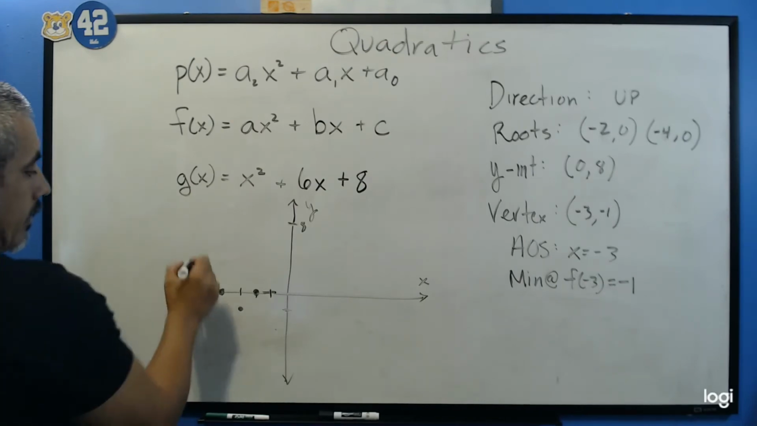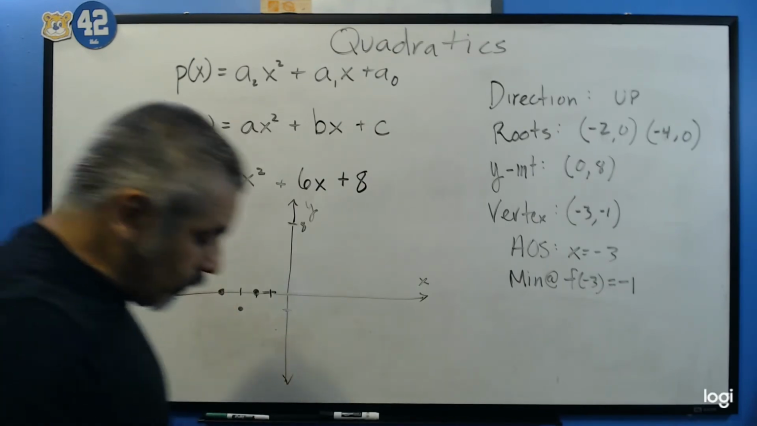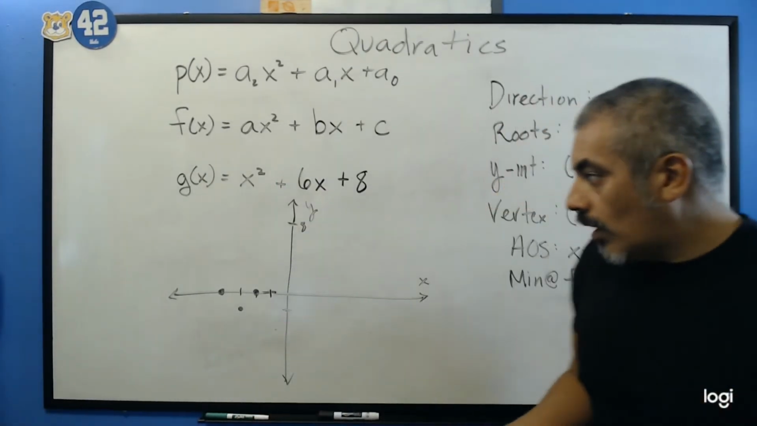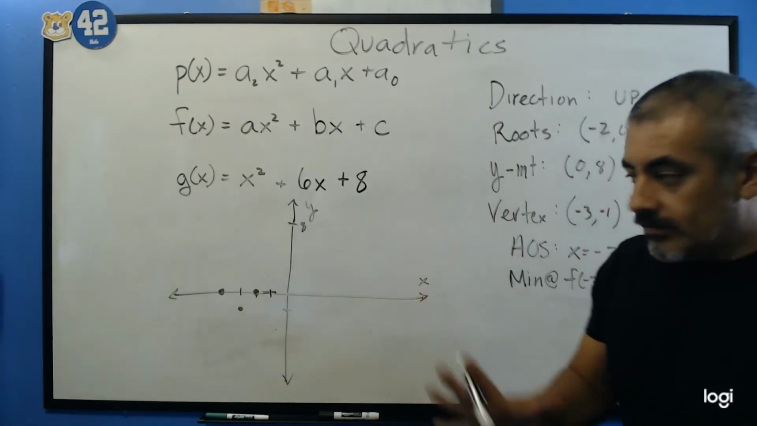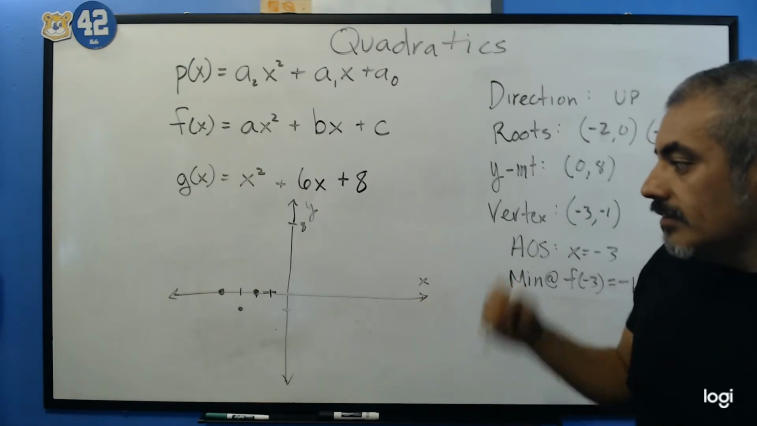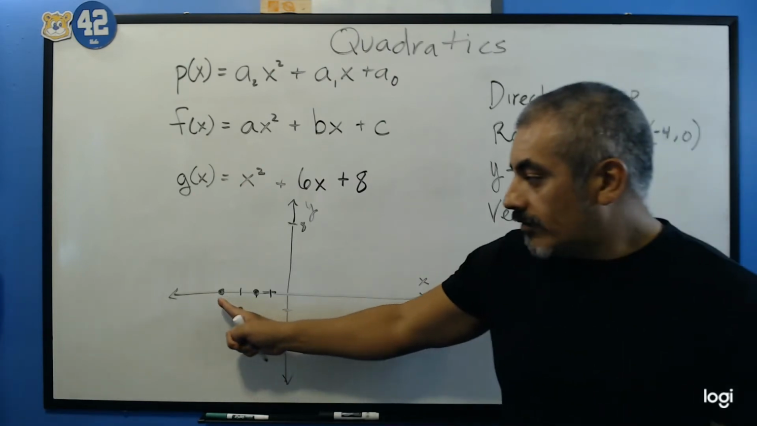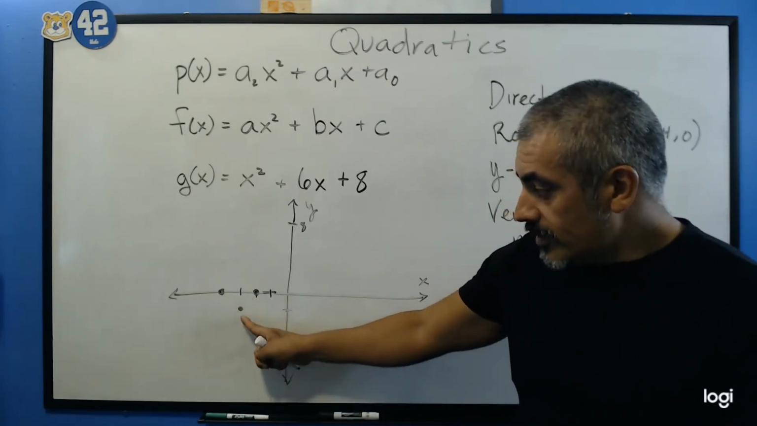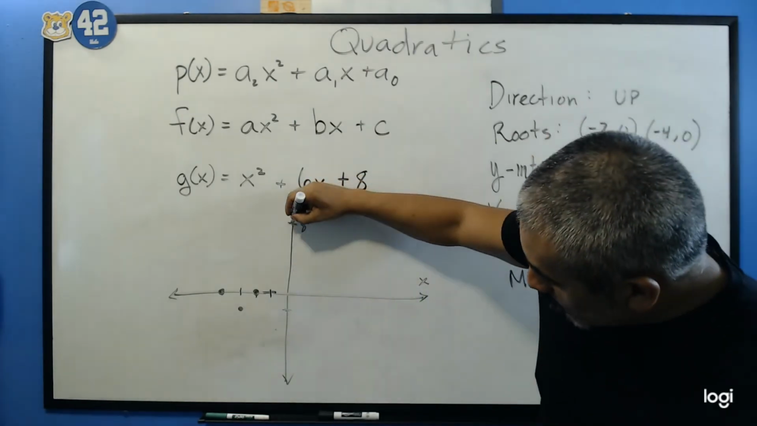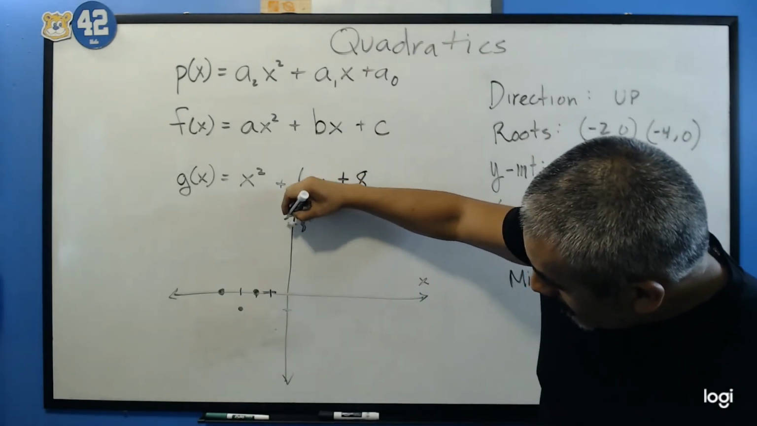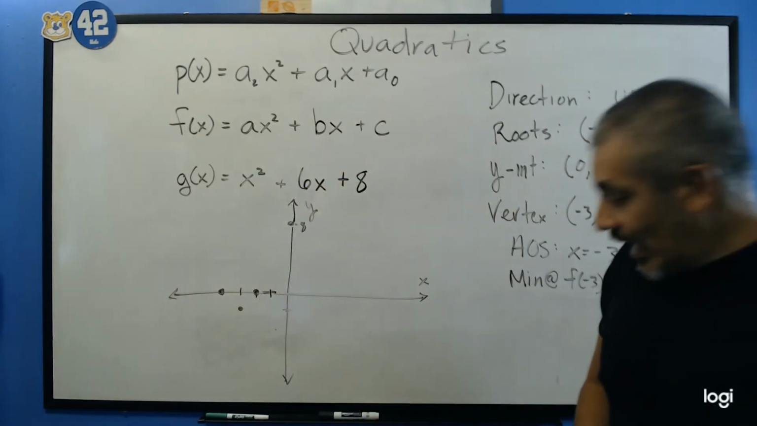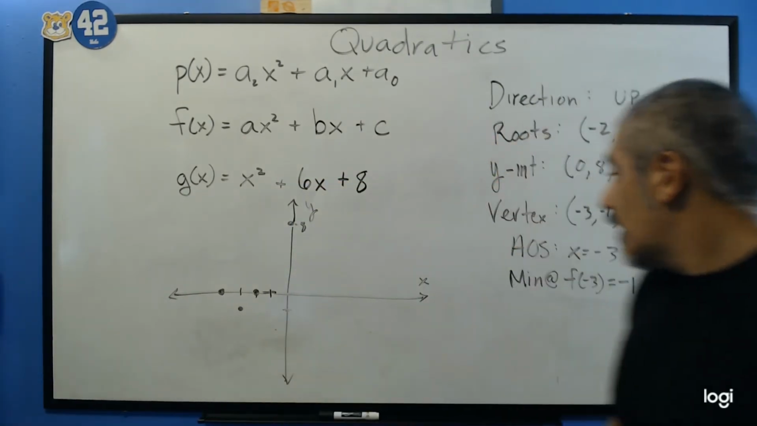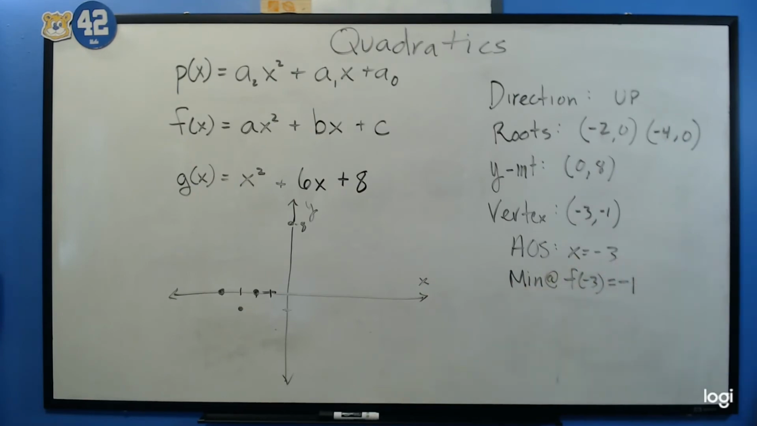And now, in most homework problems, they ask you to provide 5 points. So here we have 4. We have the roots, the vertex, and this point that's the y-intercept. But see, we know a few things here. We know that we have an axis of symmetry at negative 3.